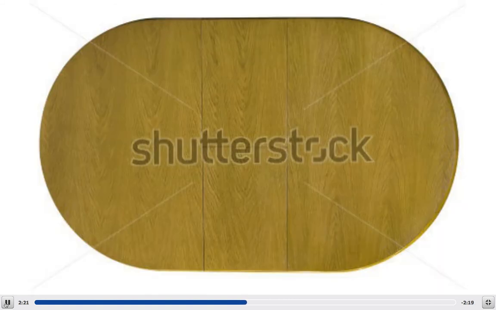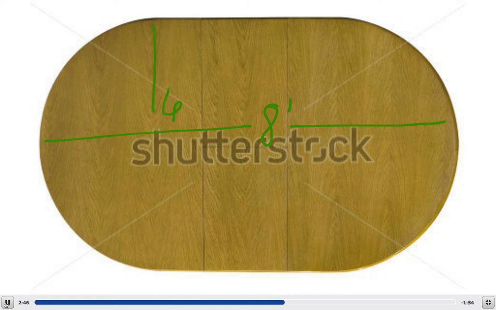This can be really useful in terms of real life situations. Let's say this is my kitchen table, and I want to put a new coat of stain and polyurethane on it. It's really expensive, so I don't want to buy a gallon if a quart is going to give me enough of this product. So let's say my table is 8 feet long, and it is 6 feet wide.